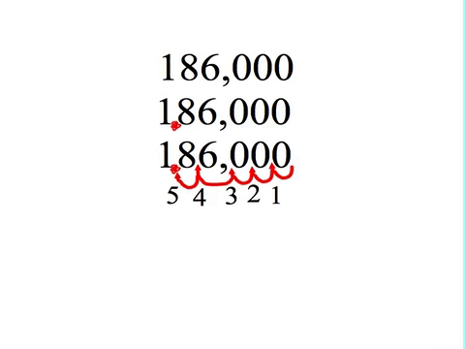So it's going to take 5 moves to get from the far right in 186,000 to between the 1 and the 8 in 1.86. So now we write 1.86 times 10 to the 5th power because we moved that decimal 5 places. The number at the bottom is said to be written in scientific notation.